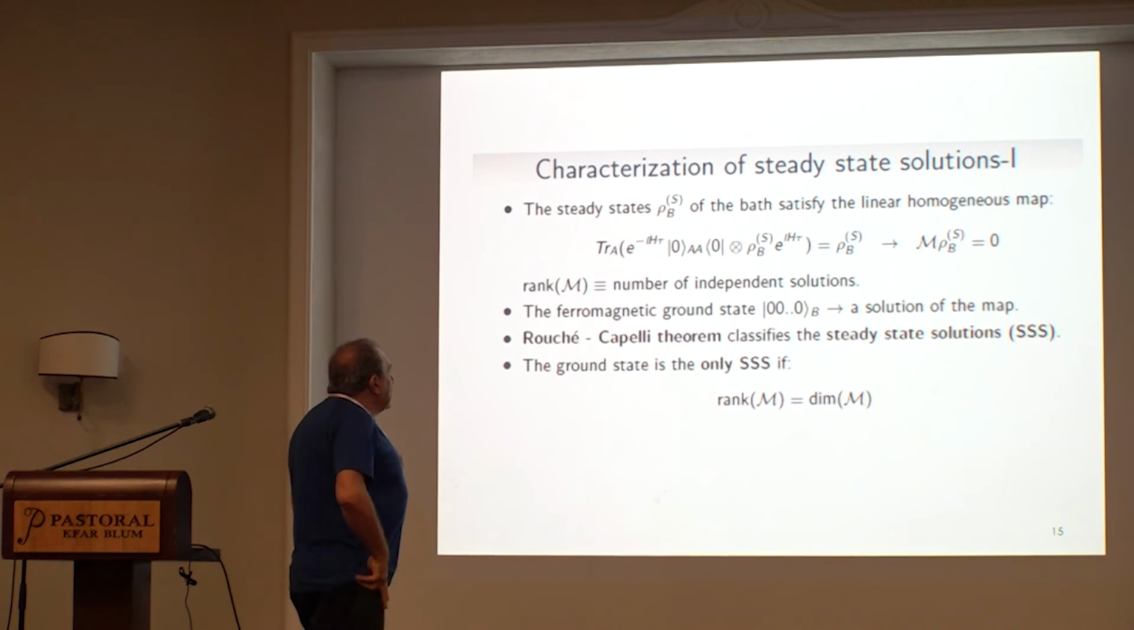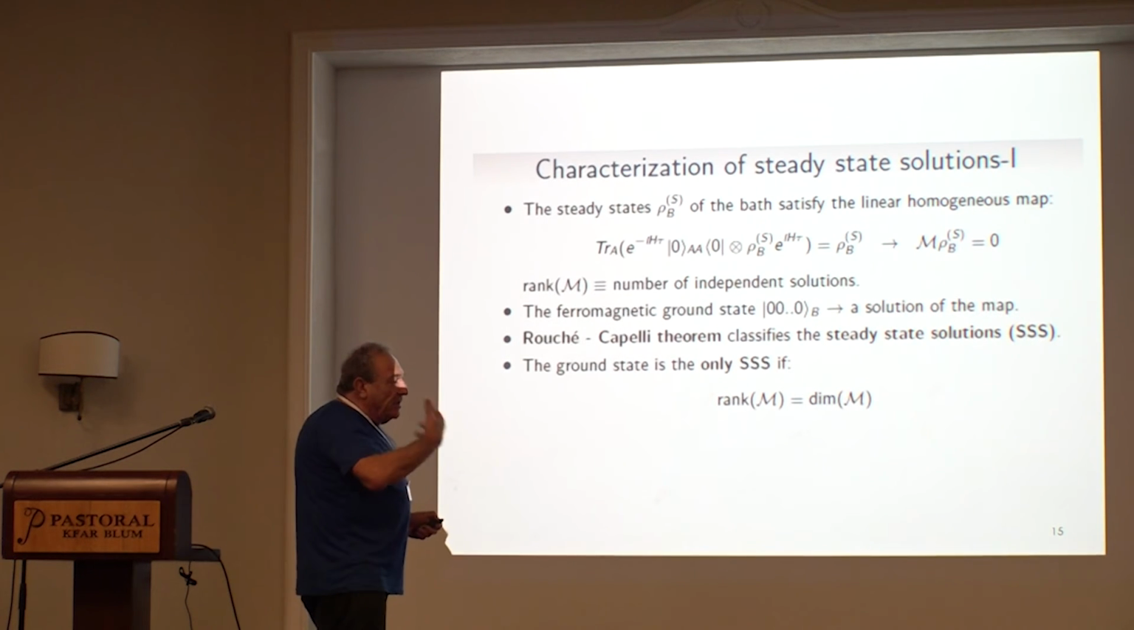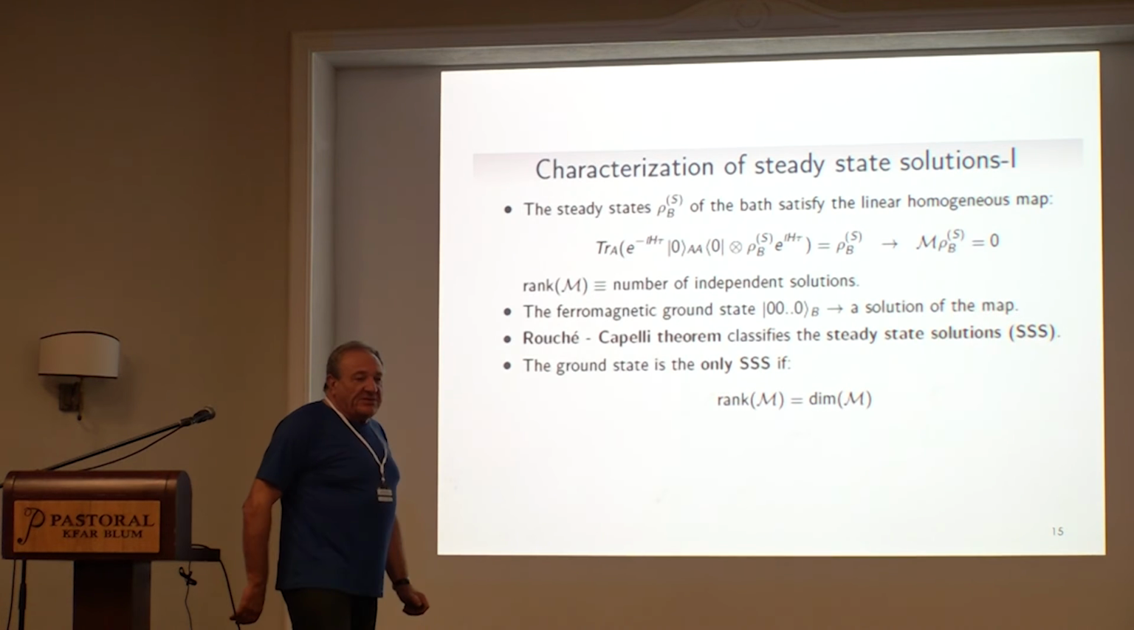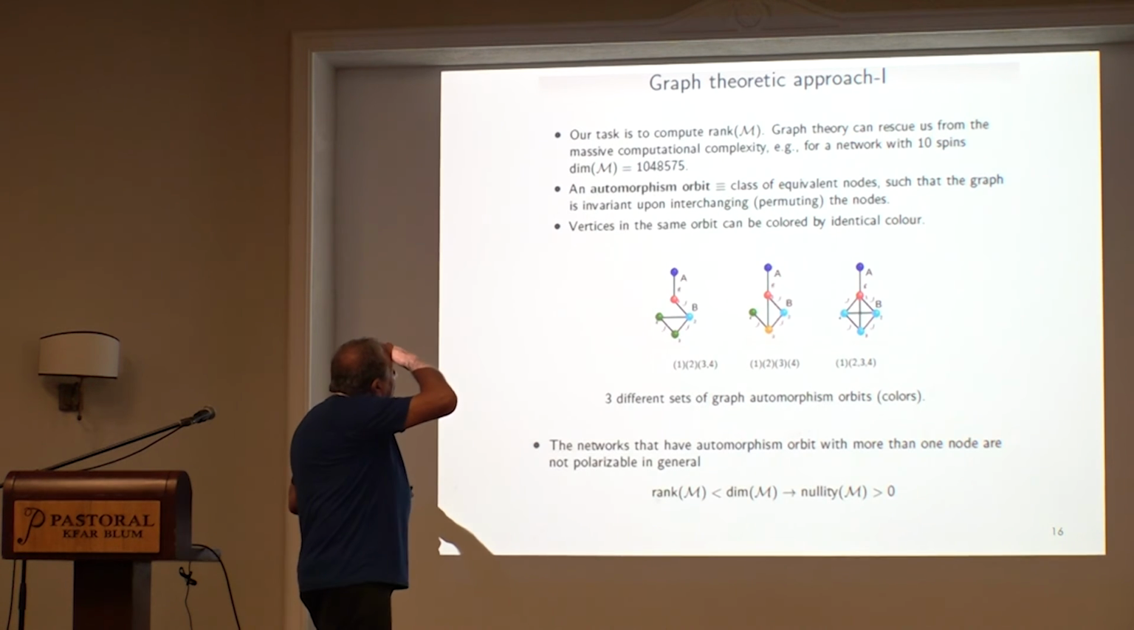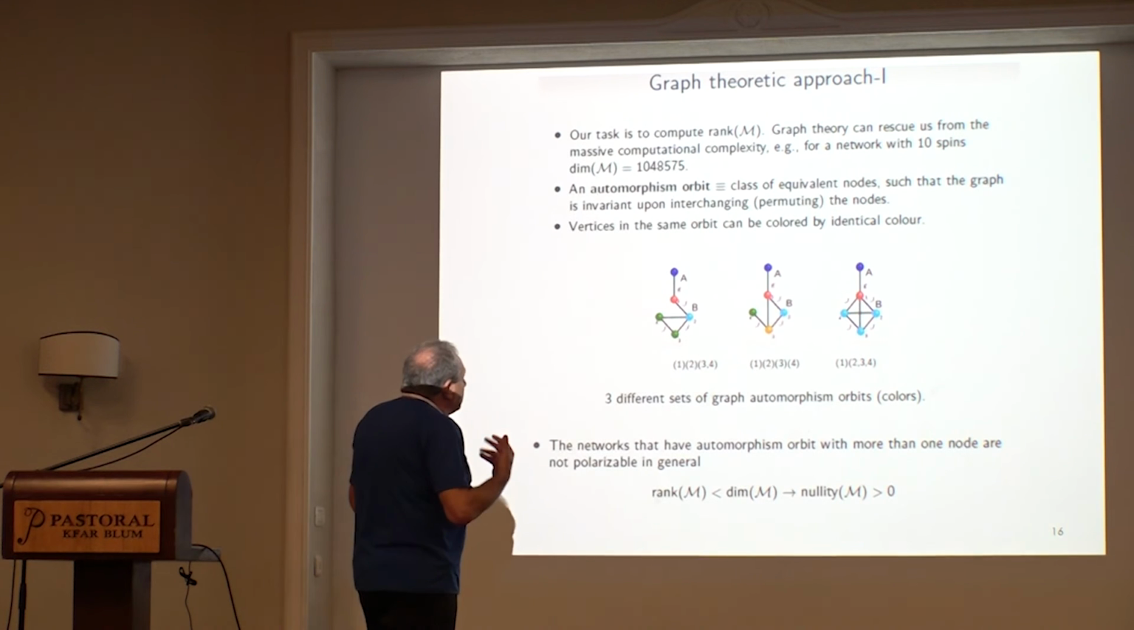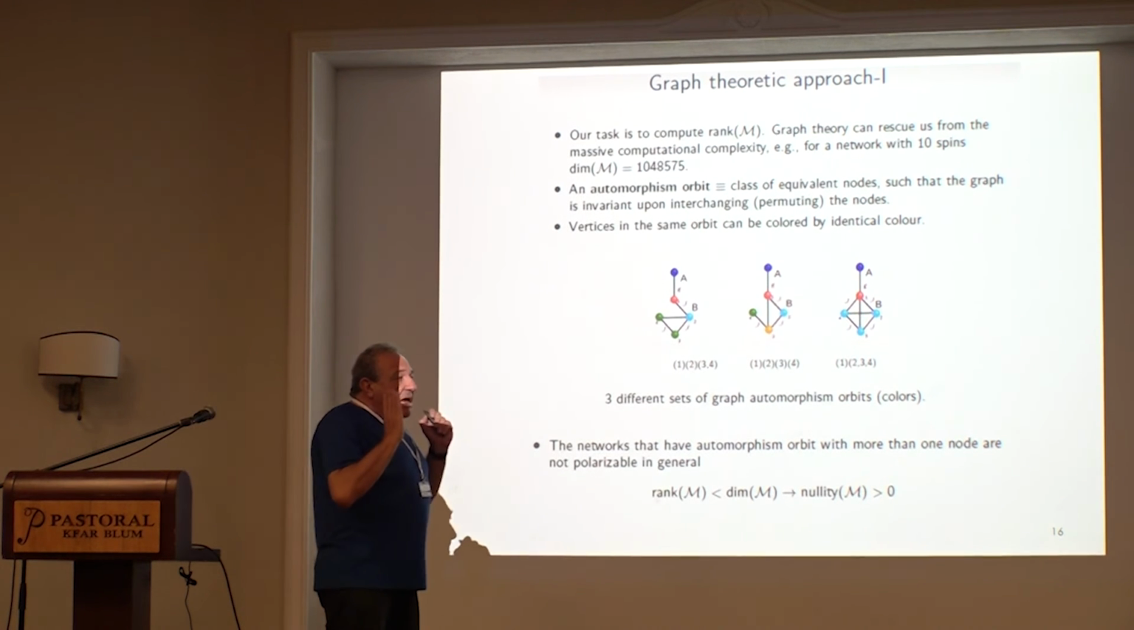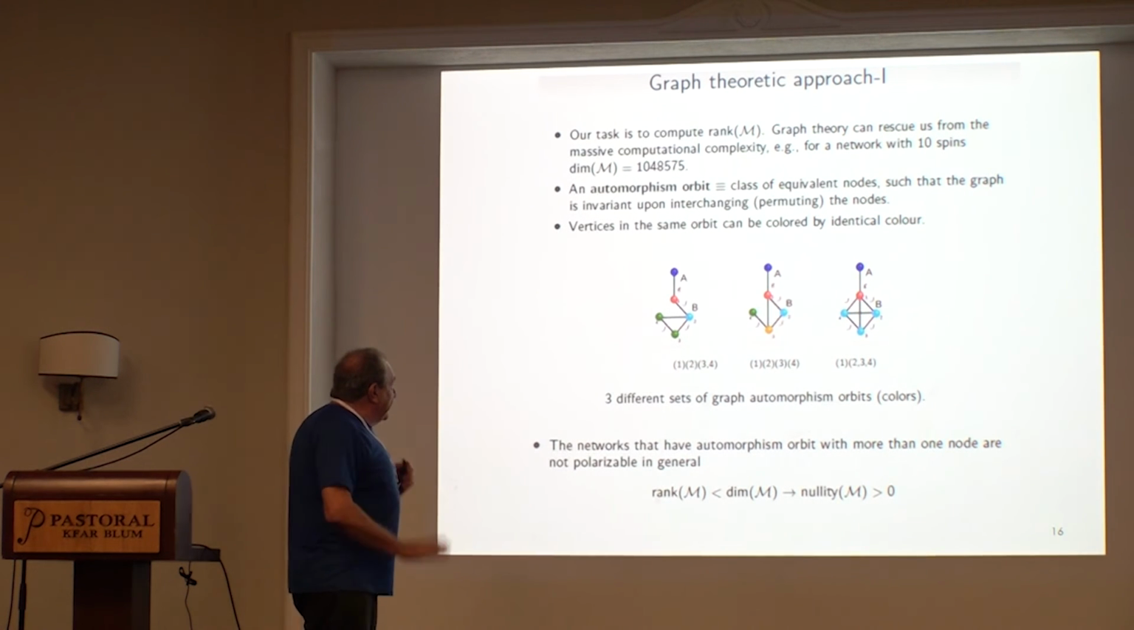What is the requirement that you have to satisfy? You have to satisfy the requirement that the rank, the number of independent solutions of this map that you apply to your network, must be equal to its dimensionality. If it's not, then the network is not polarizable.